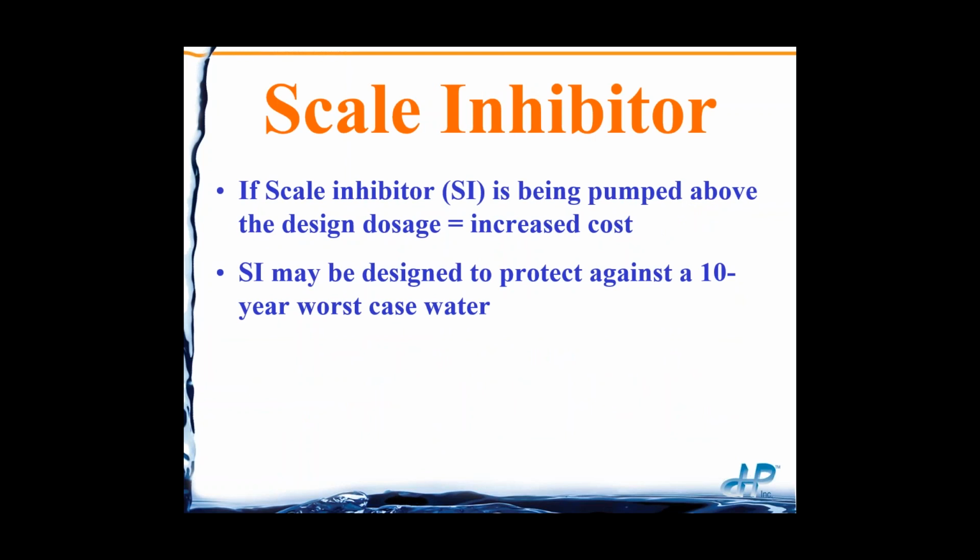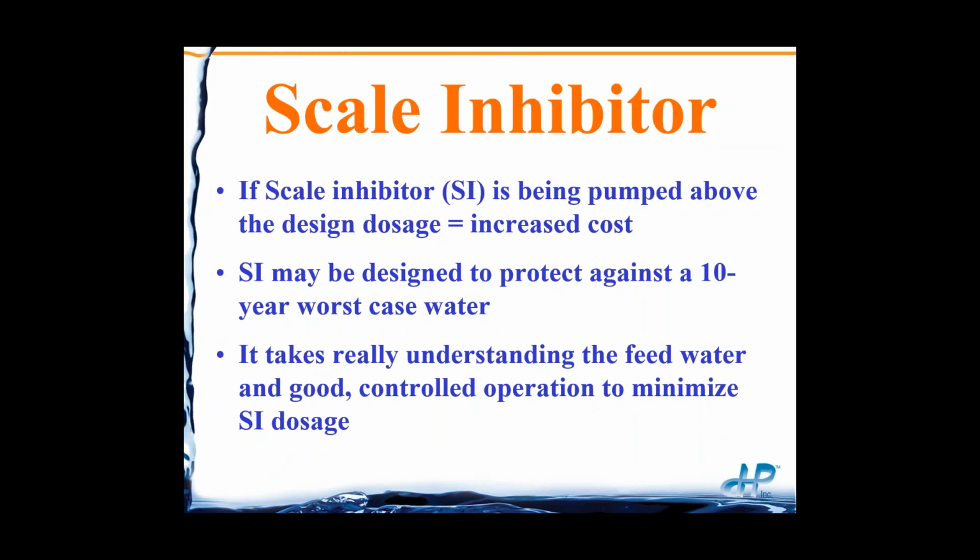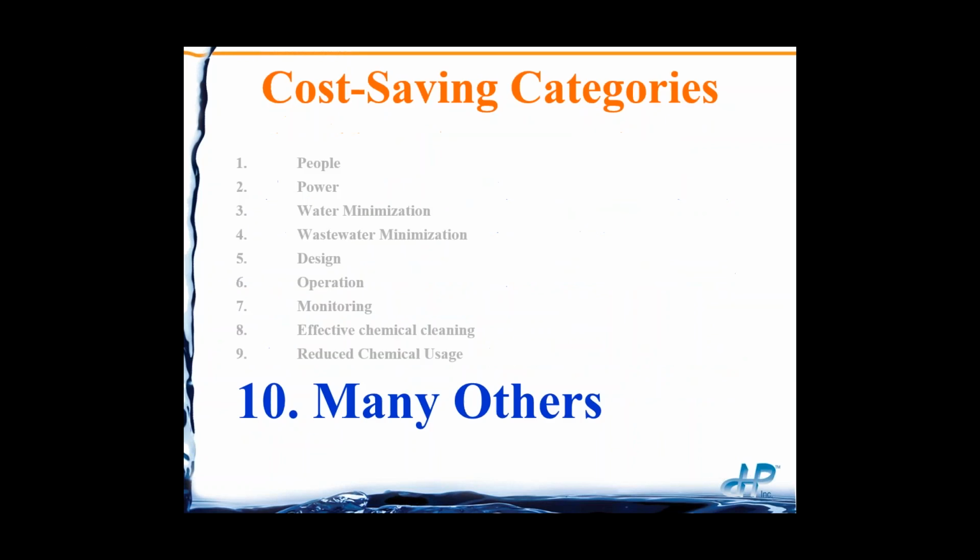So you may be injecting more than you need, but this one really takes somebody doing some research. This isn't something where you just go crank down on the scale inhibitor dosage. You need to understand the feed water, but it can be done. There are big plants that have done the research, and some of them have saved hundreds of thousands of dollars per year.